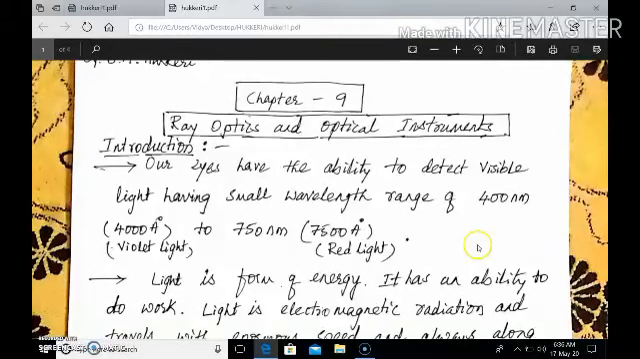Before we go for the introduction, you have studied ray optics and optical instruments in class 10th. So that is your apperceptive knowledge. You have to refresh yourself, and if you have a book, you can refer to the 10th class book for this particular subject matter.